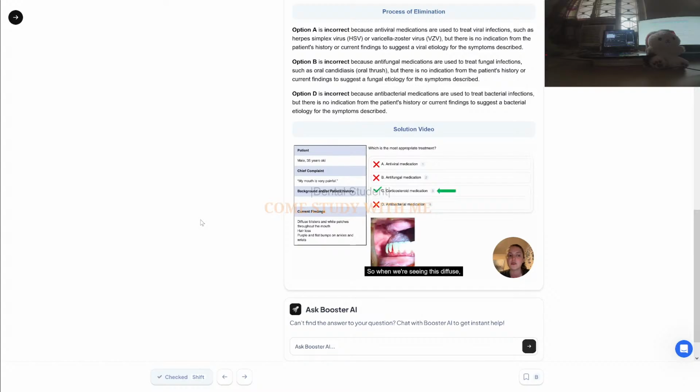So when we're seeing this diffuse blistering, white patches throughout the mouth, hair loss, the patient is experiencing pain, and we see these purple and flat bumps on the ankles and wrists, we know that what the patient has is lichen planus, both cutaneously and orally. And to treat this chronic immune-mediated disorder, we would use corticosteroids.